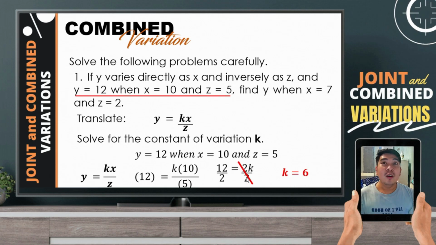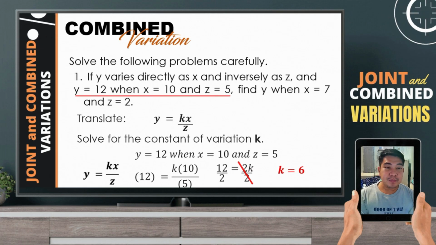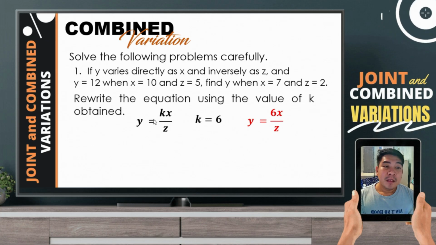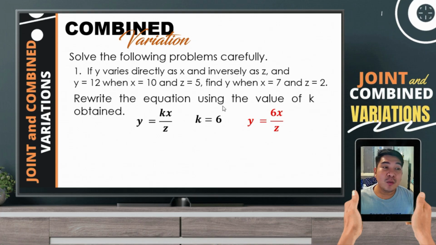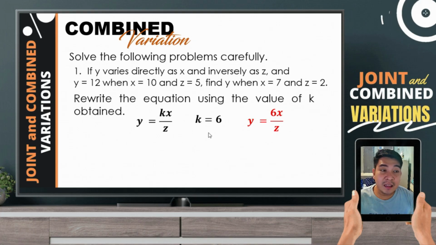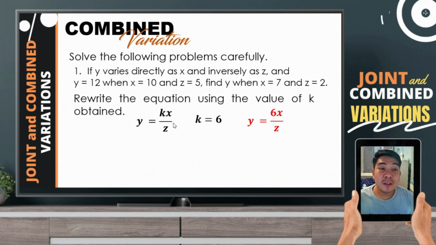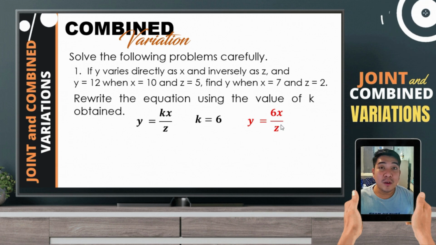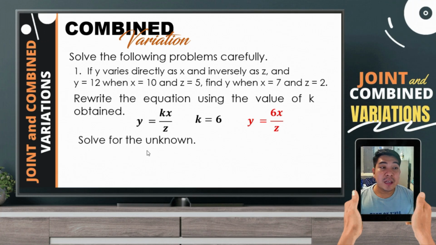So therefore, the constant of variation is k equals 6. So next, out of our translation and the value of k, we need to rewrite the equation using the value of k obtained. So a matter of substitution of the value of k to our translation, it will become y is equal to 6x over z.